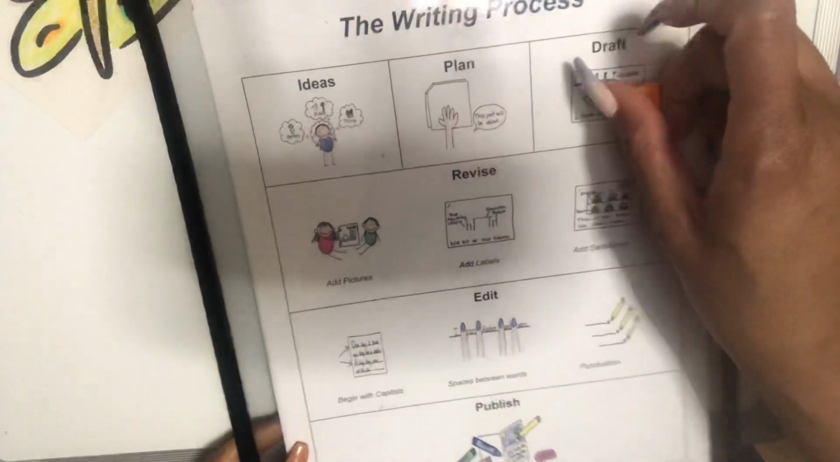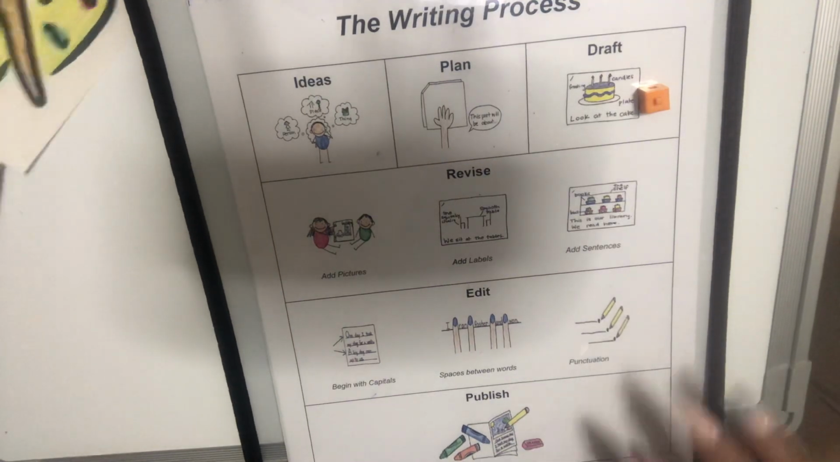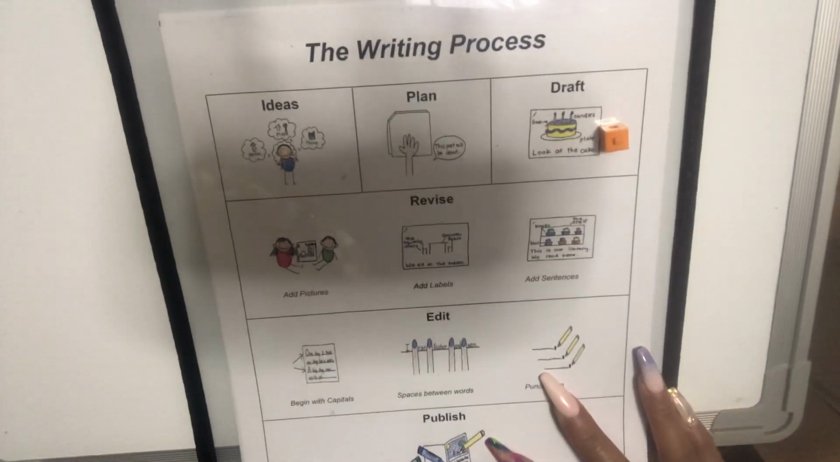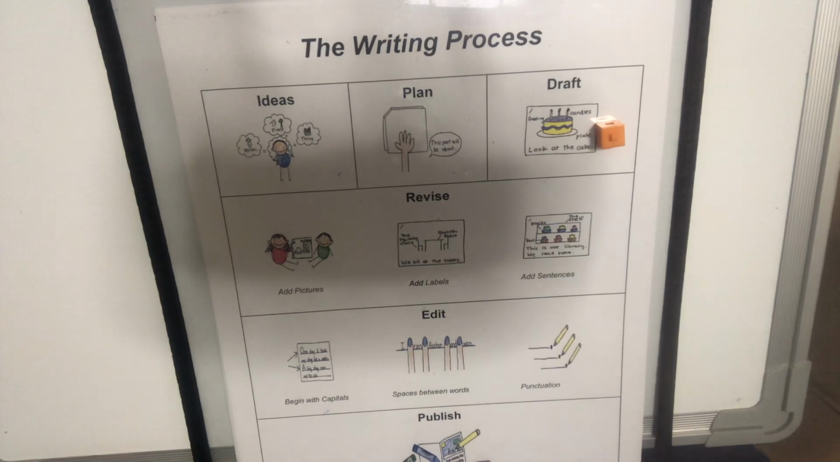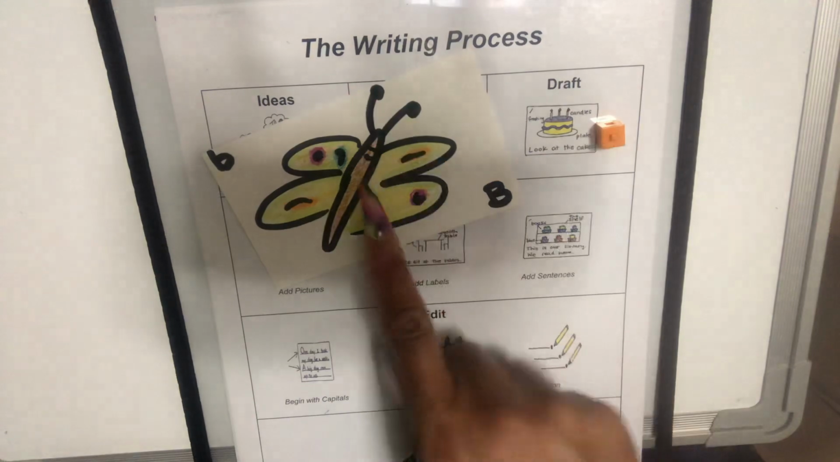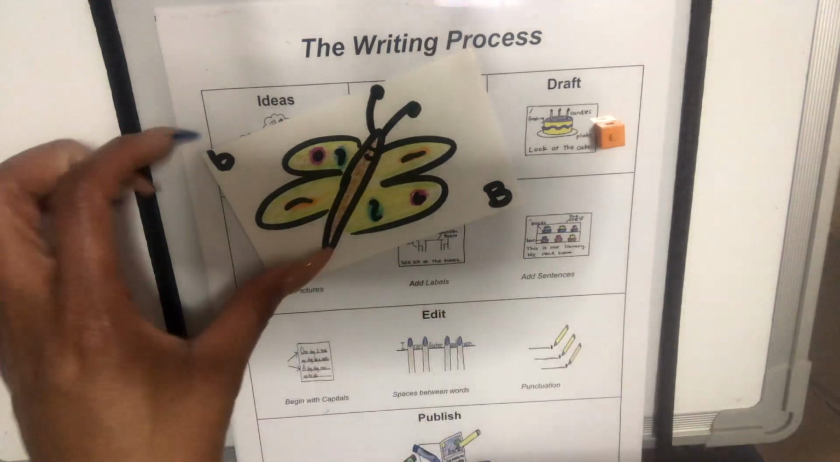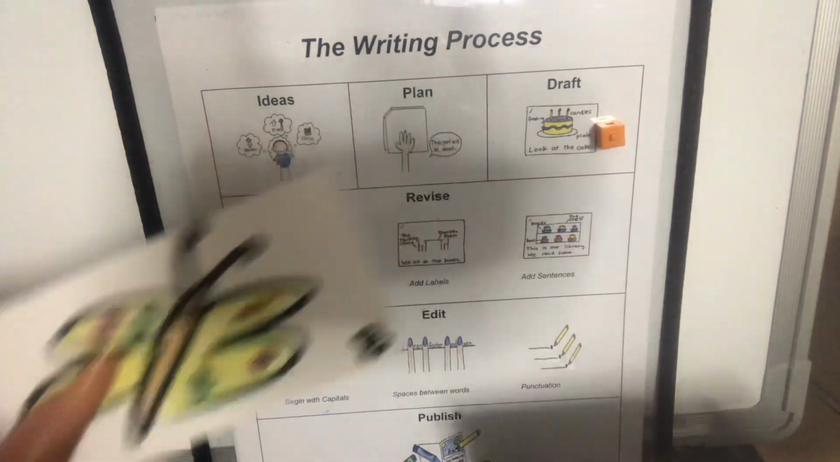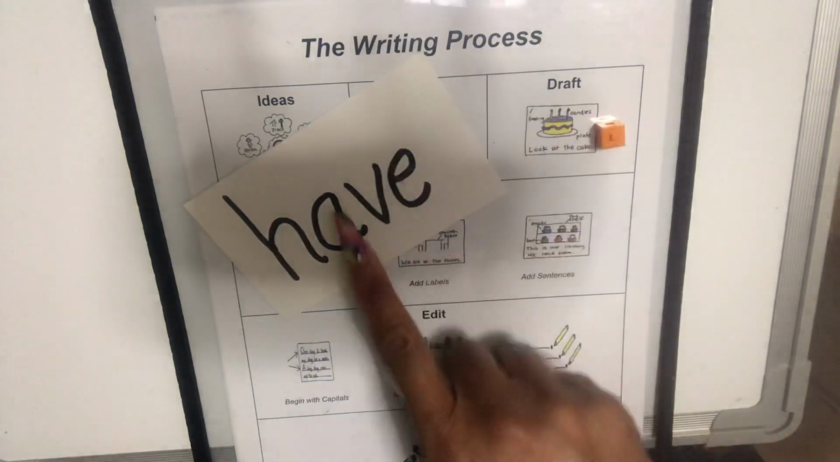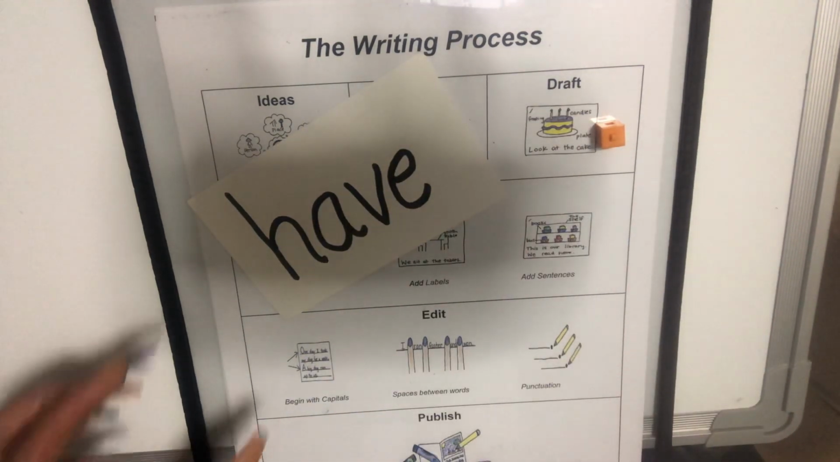So today, boys and girls, we added our labels and sentences to each page. And we taught in our pictures and our sentences and our labels all about one topic. And Miss Allen's topic this week is butterflies. So I'm teaching all about butterflies, and I wanted to use my sight word have.